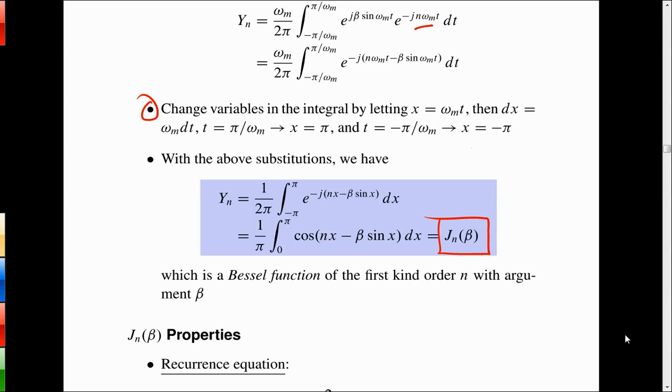Okay, I hit the wrong hotkey. What I was going to do was use a highlighter, but I'll just stick with the colors I'm using here. So this is, in particular, the Bessel function of the first kind of order n with argument beta. Those are all important. In MATLAB, it's called besselj, if you're interested.